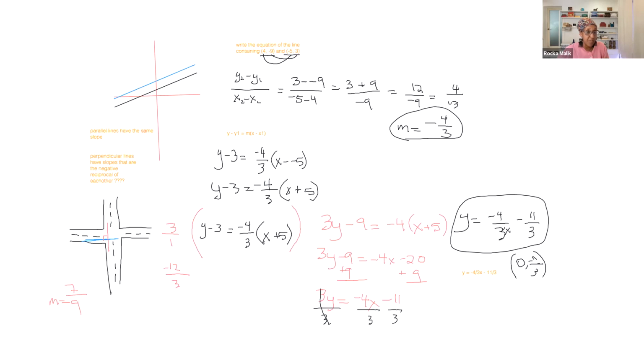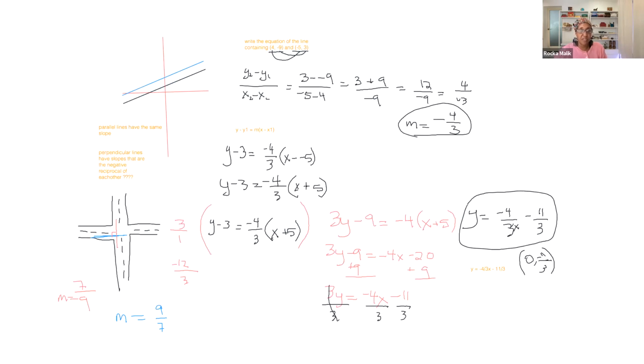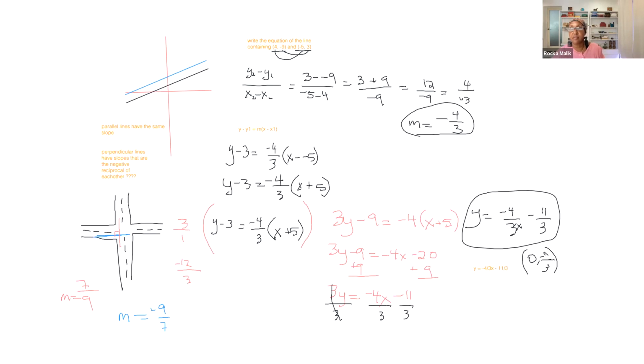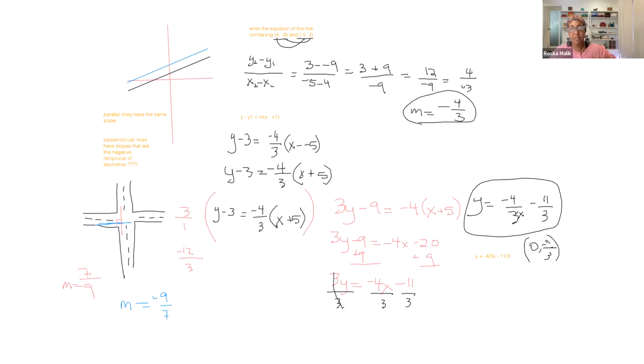So the slope of the blue line will be 9/7. And it will have the opposite sign. So if this one is positive, this slope is going to be negative. Okay? These perpendicular lines, lines that meet at 90 degrees, will have the same numbers in their slope, but one will be flipped and the signs will be opposite. Okay?